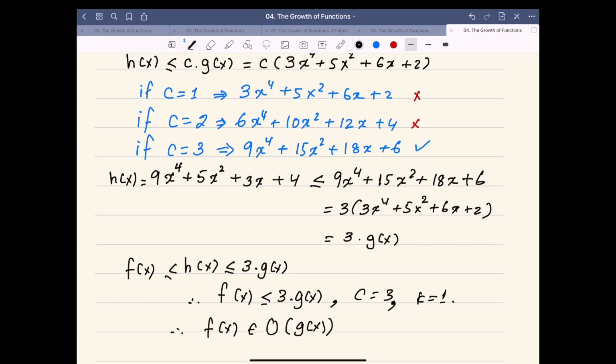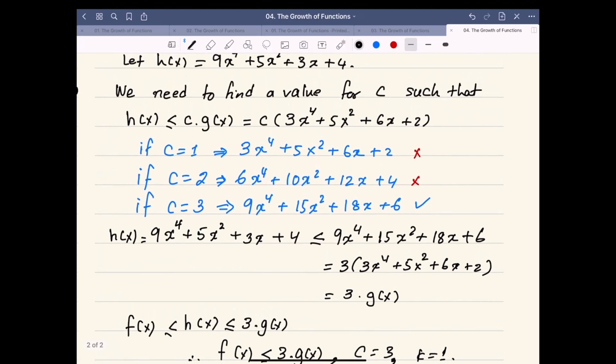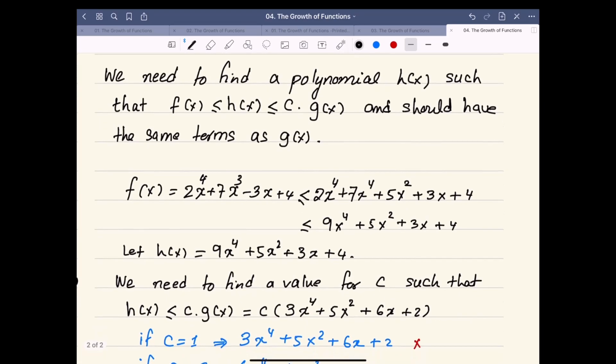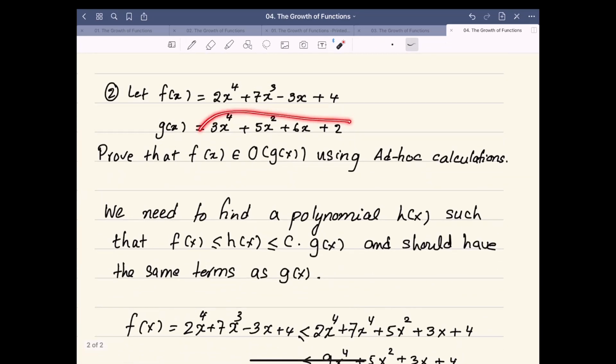A remark before we end the solution of this example: these steps that we have followed will work only if the polynomial g of x has all positive coefficients. If we have some of the terms with negative coefficients, then the steps that we have done in this example might not work. So we need other ad hoc calculations, another type of steps, tricks to prove that f of x belongs to big O of g of x.